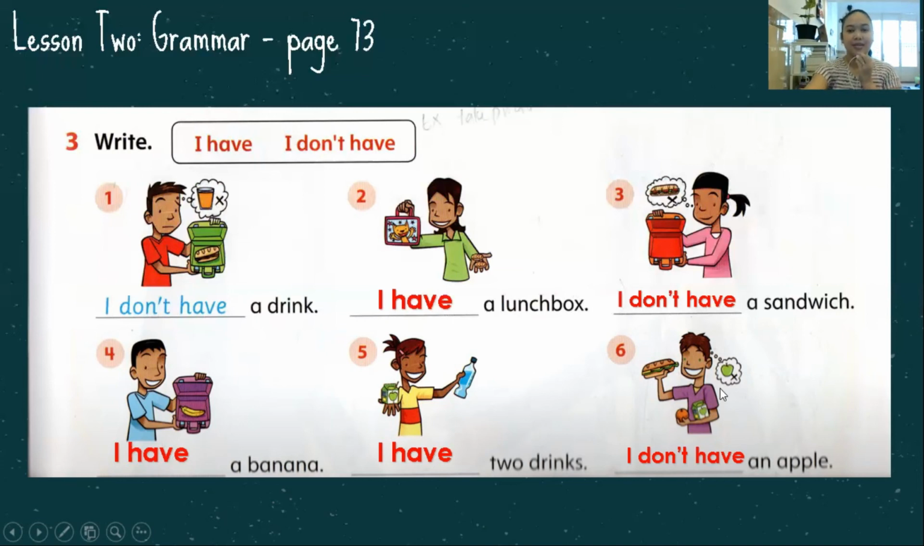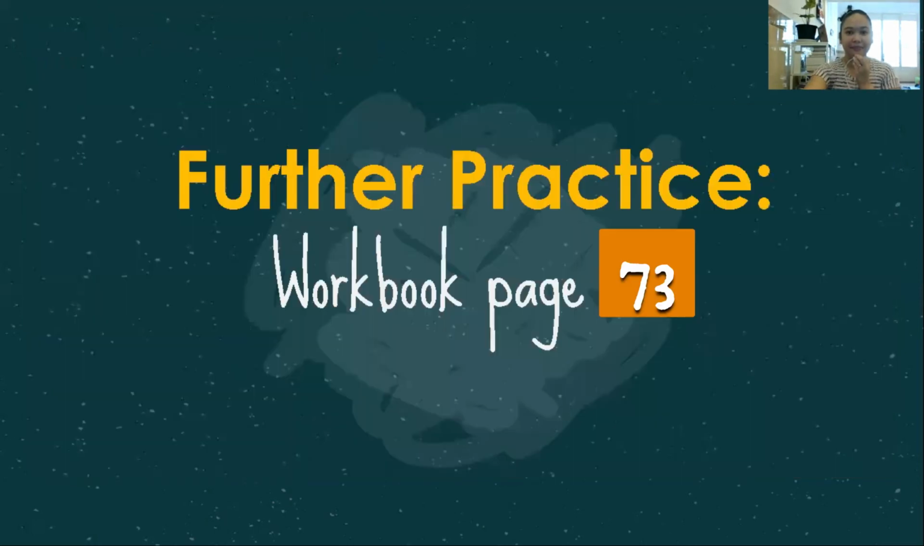So our lesson 2 ends here. That's all for I have and I don't have. All right? So for further practice, get your student book and turn to page 73. Do your exercise in your workbook on page 73.